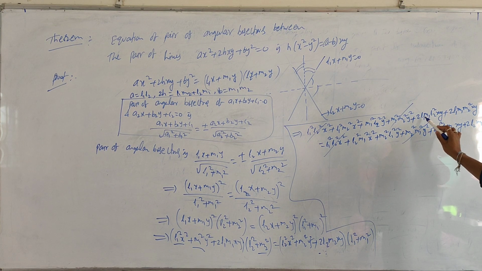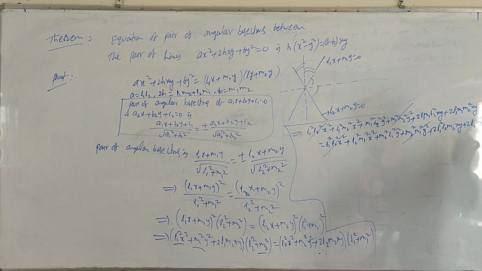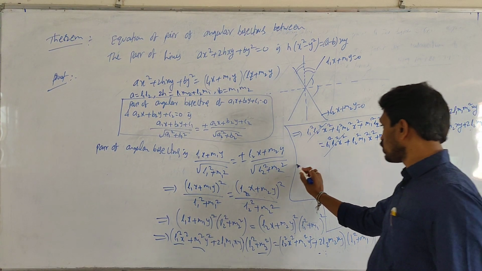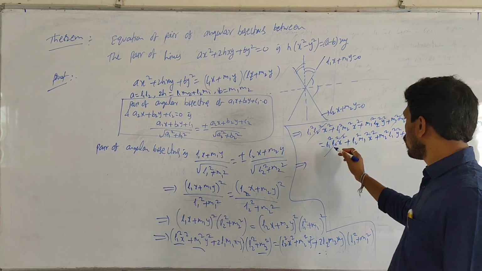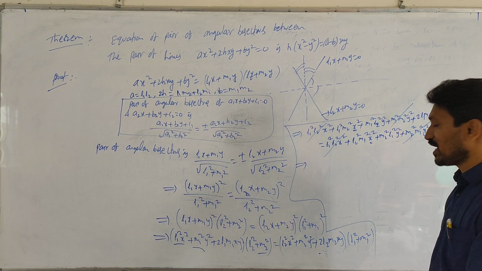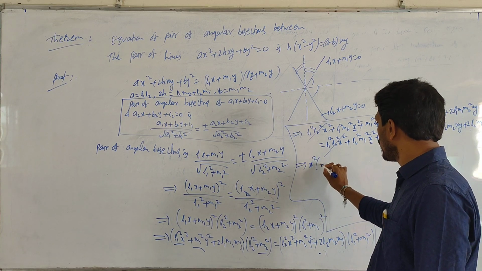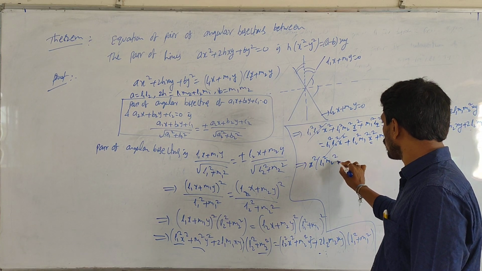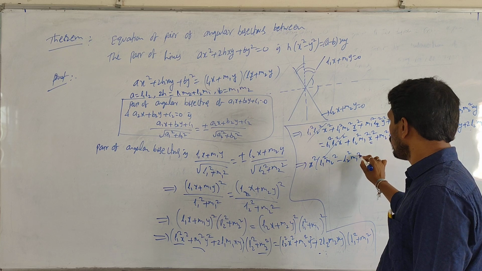XY terms: once you observe L1 M1, M2 square, there is no term. Here L1 M1, so no terms. So these are all the four terms cancelled. Remaining terms transposed to one side. So now we have x square term here, and here also an x square term. If we take x square common, what do we have? L1 square M2 square minus L2 square M1 square.